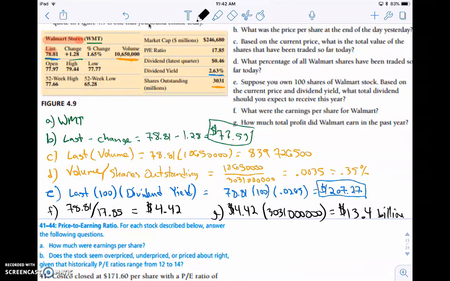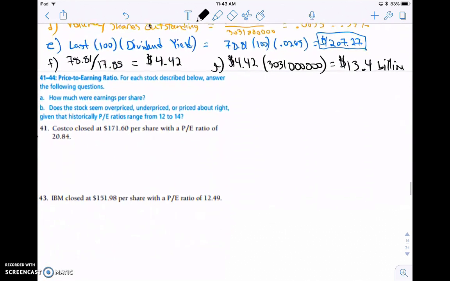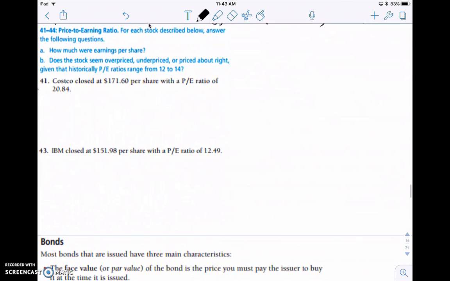And not everything, you do not need to have everything memorized. If you're asked to do calculations with stock, this table, this information will all be given to you. But we've just done some basic calculations in analyzing stocks. Okay, the next thing we're going to look at is a little bit more information on this price to earnings ratio for each stock.